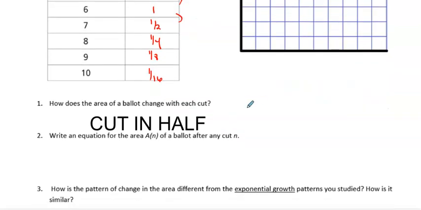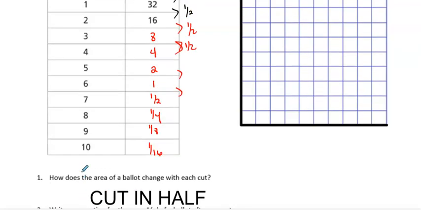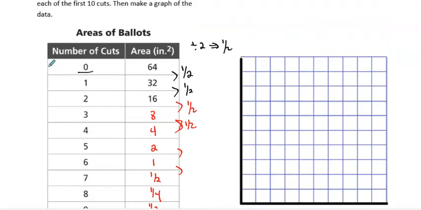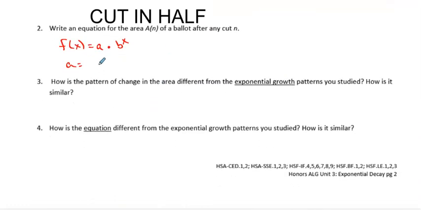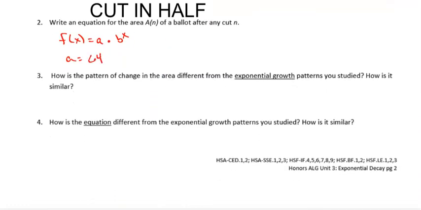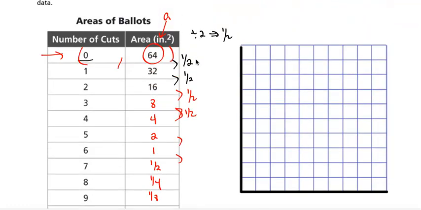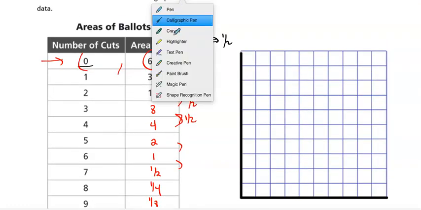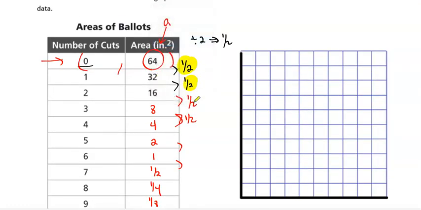Alright, and it says write an equation here. Okay, so cool. So nothing changes for the equation, right? So f of x equals a times b to the x power. So I need a. So I'm going to go back to my table. Okay, so here's my y-intercept. So 0, whatever that number is, that is my a. So my a is 64. Cool, I'll take that. And then my b value here is, remember, what am I multiplying by every time to get to the next number?